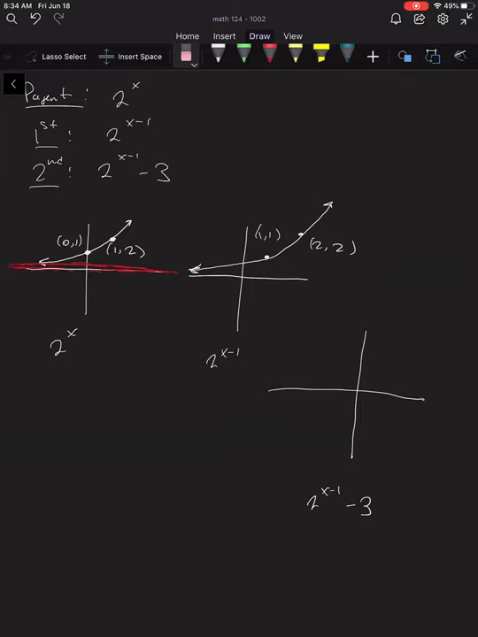Let's erase all this red. So when we move the graph down 3 units, now we're going to have this asymptote down here at minus 3. So move everything down 3 units. This point gets moved down 3 units, so now it's going to be at 0, minus 2.